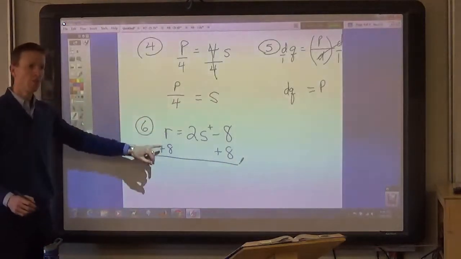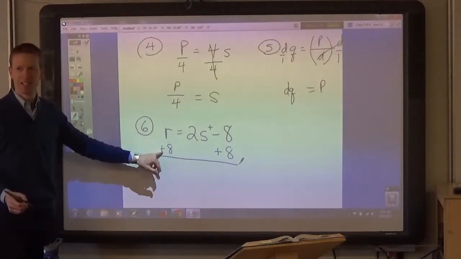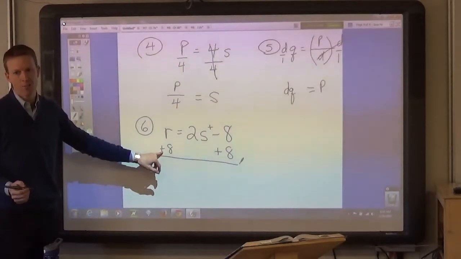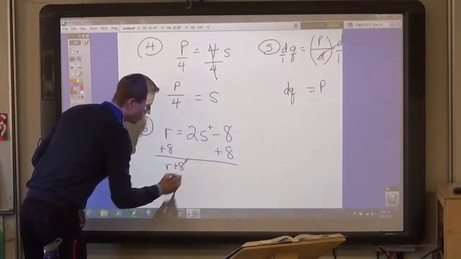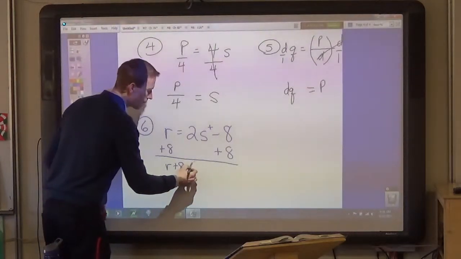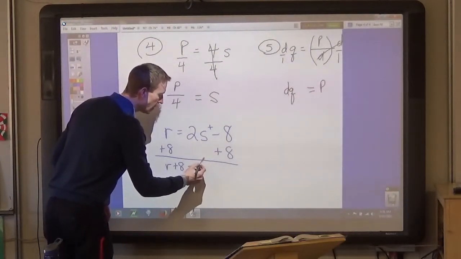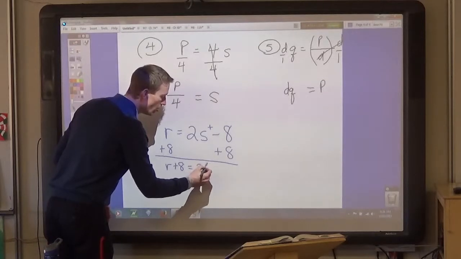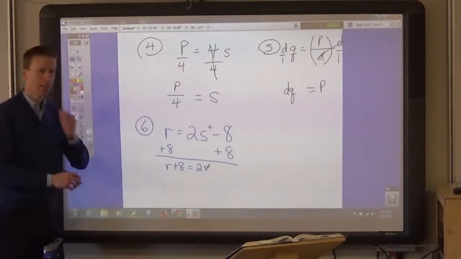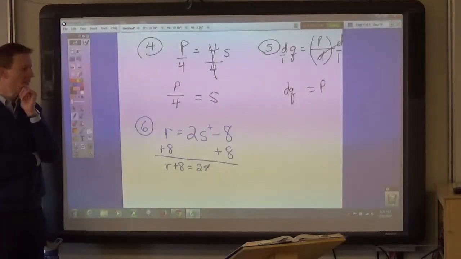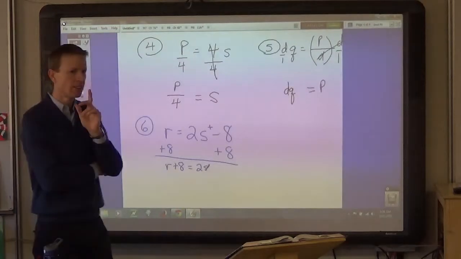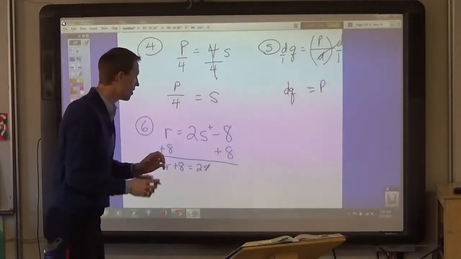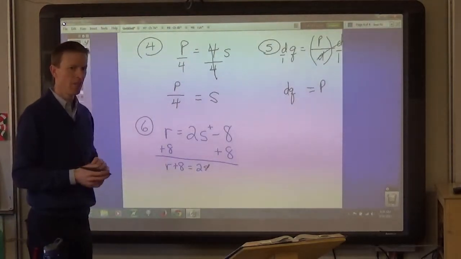Can we add R plus 8? That has to stay R plus 8. Okay? Right? So that means R plus 8 equals 2S, right? That's not bad. R plus 8 equals 2S. Okay? Now, here's where this gets a little bit more tricky.